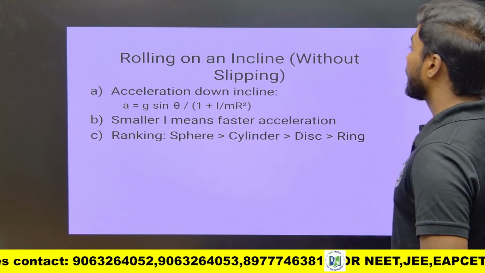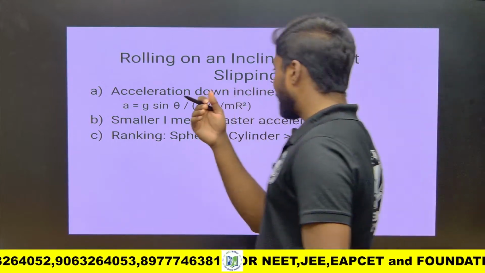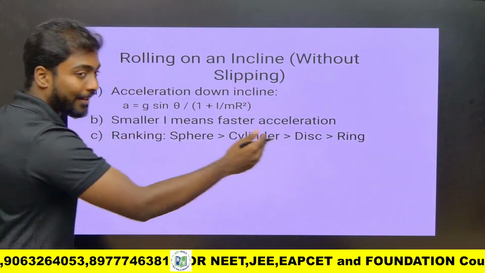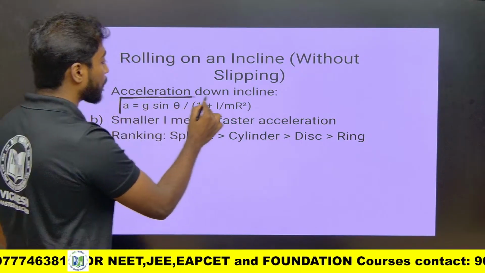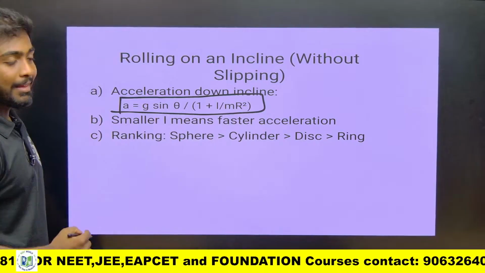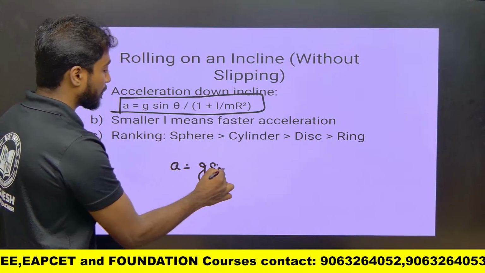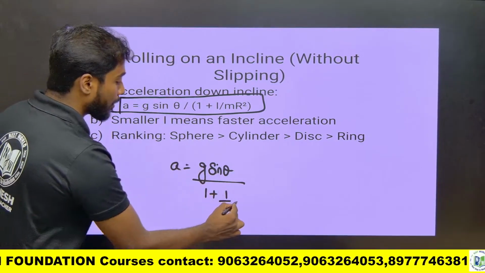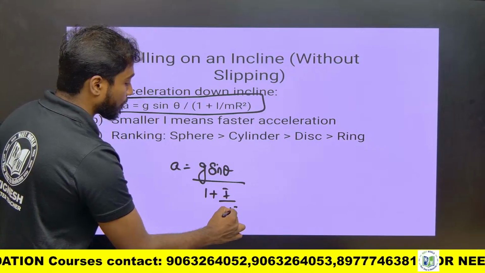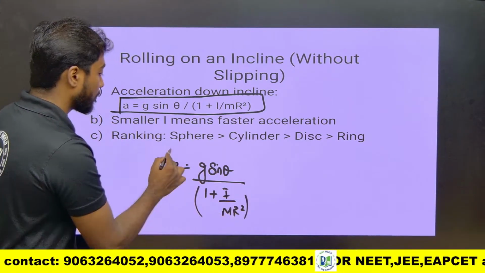So, rolling on an incline without slipping. When we are talking about translation, I will take the acceleration as a, but when they are rolling, a is equal to g sin theta by 1 plus I by mr square. This is the formula, guys.